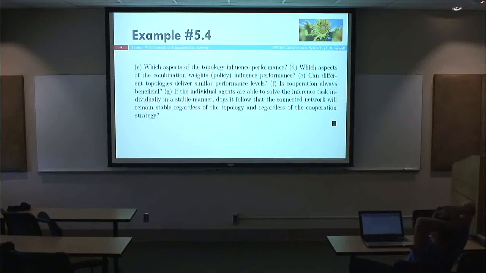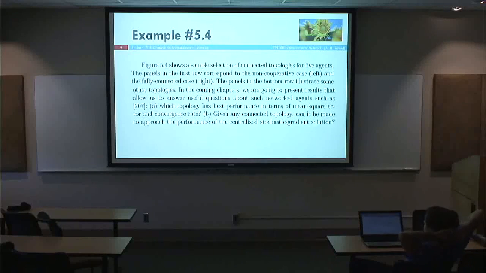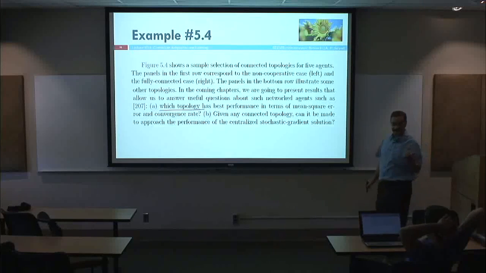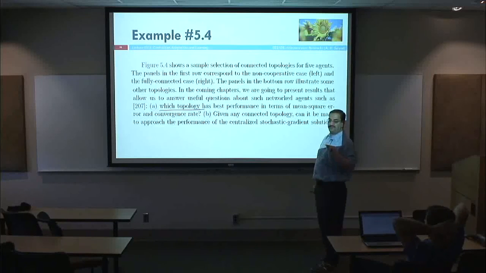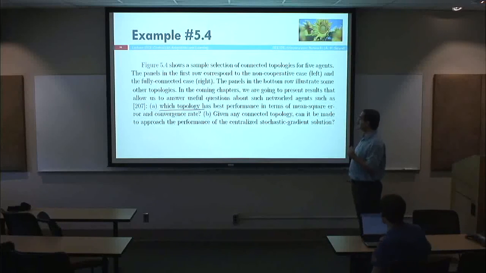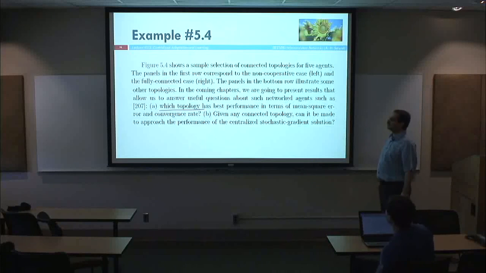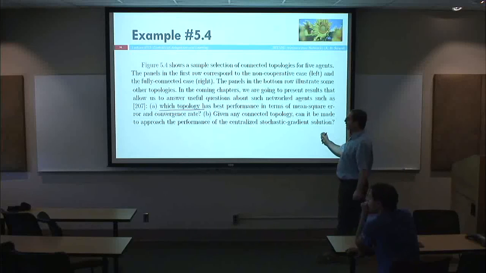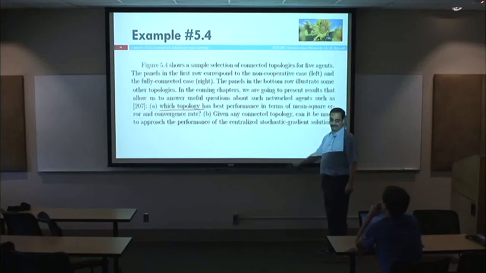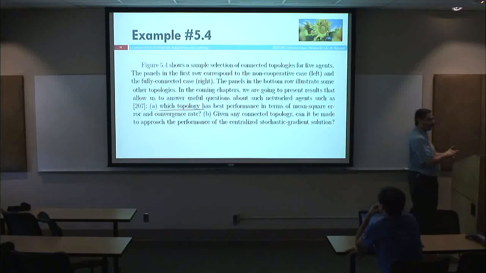Since I have a choice of topologies, which topology will have the best performance? Does it matter? Does it make a difference how I connect the agents? Which one will give me the lowest MSD and the fastest convergence rate? We are going to answer these. I'm not going to tell you the answers now. By the end of this course, you are going to have a specific answer to each one of these questions. And then, given any connected topology, can I make its performance match the centralized solution?